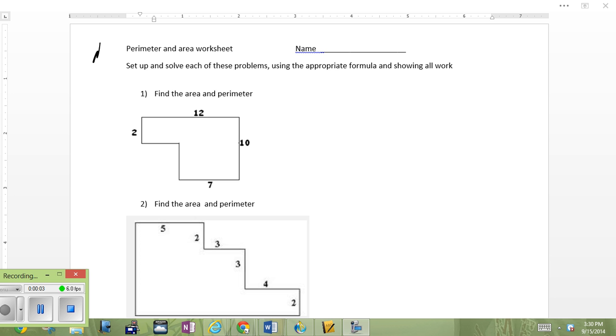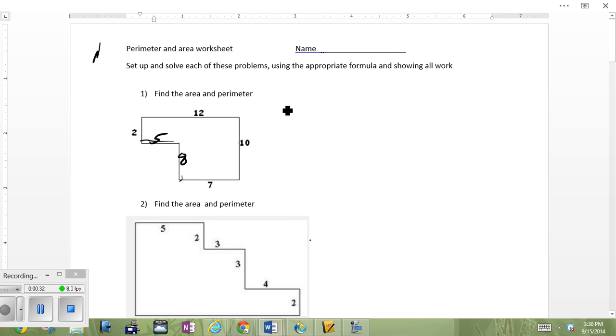Alright, now let's take a look at these problems from your worksheet. Okay, find the area and the perimeter. Again, perimeter is just the sum of the sides, and in this instance, if we look, this side here is of course 12 minus 7, which is this length, so that side is 5, and this piece right here is 10 minus 2, so that piece is 8.